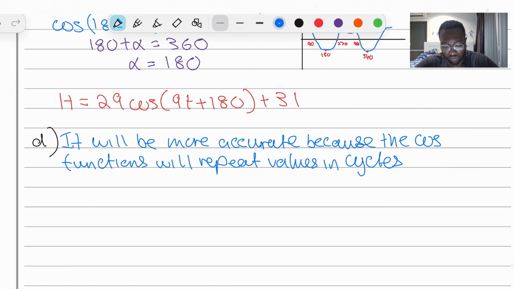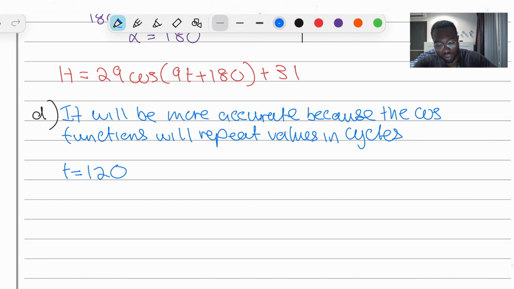You can go one step further if you want. You don't need to do this, but if we know it repeats every 2 minutes, we effectively have that t is 120. And then if you put that into the trig equation, we get h is equal to 29 cos of 1,260. That's 90 plus the alpha we know, and then that's 31. That would equal 2 meters as well.